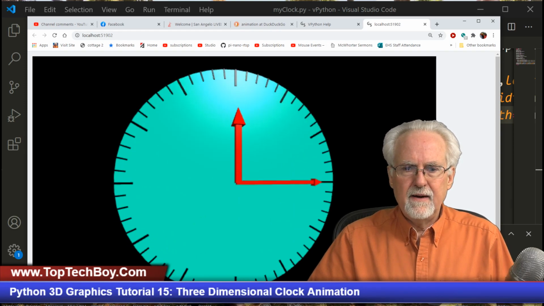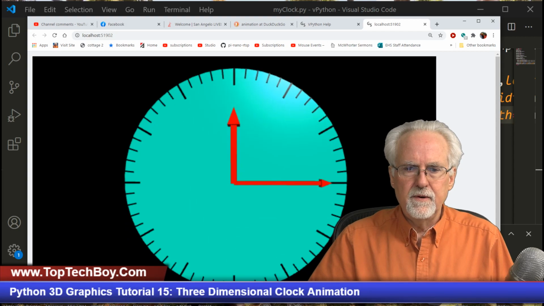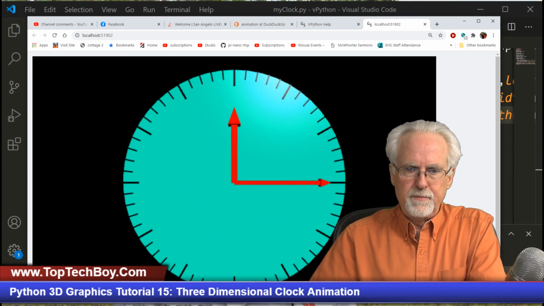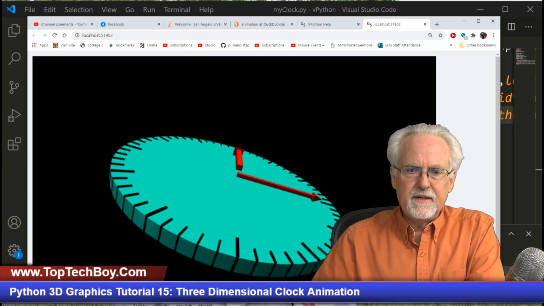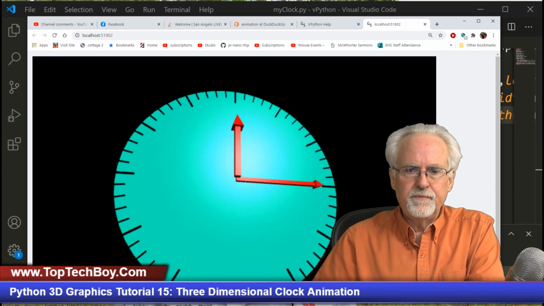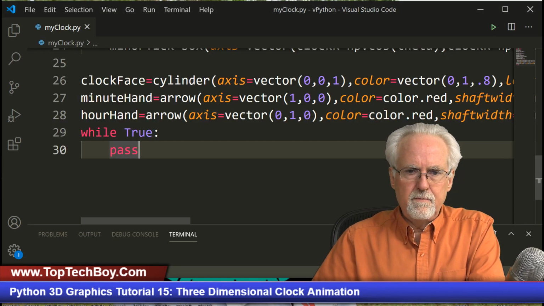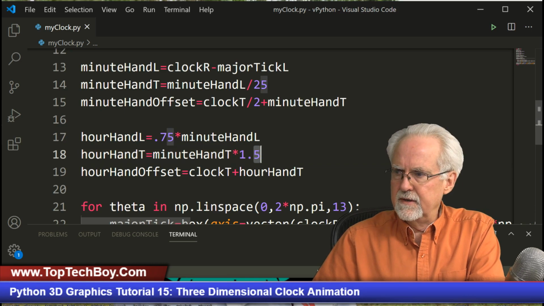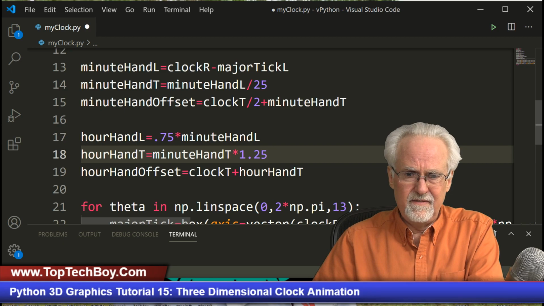I want to give it kind of a hub because you see how it looks a little awkward right there. So I'm going to give it a hub so that you've got something to connect to. This is a tad bit too heavy. So let's come back, and where did we do that? The hour hand was 1.5 on thickness. Let's make it like 1.25 so it's not quite as heavy.